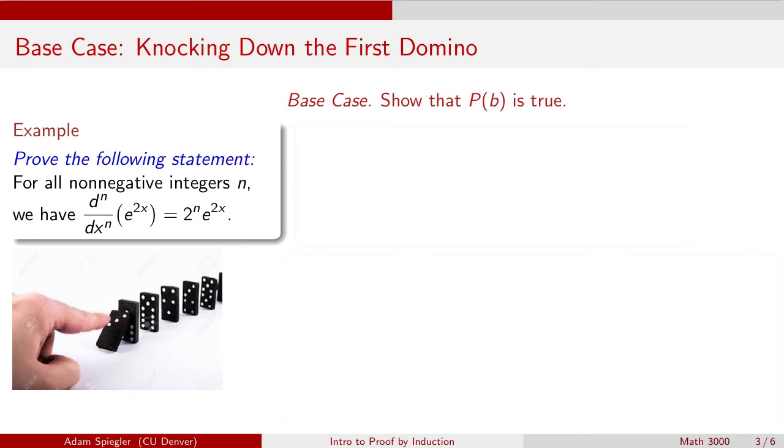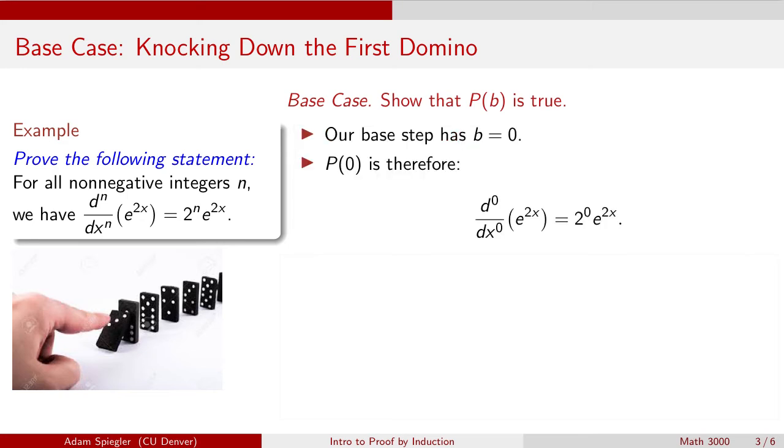So our base step would have a base value B of 0, since that is the smallest non-negative integer. And so first we check the base case. Is this statement over here true when we plug 0 in for n? So we're going to plug in 0, and consider what we get when we take the 0th derivative of e to the 2x, and we checked that on the table before. Yeah, we get e to the 2x, which is in fact 2 to the 0th power times e to the 2x. So the base case checks out.